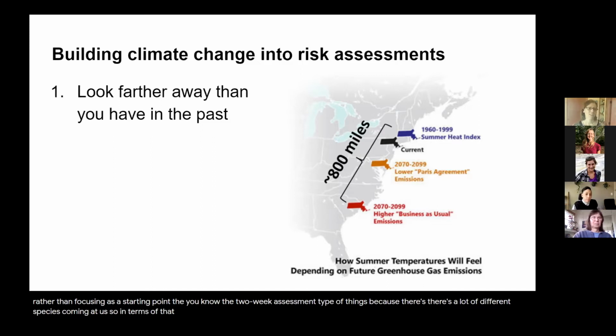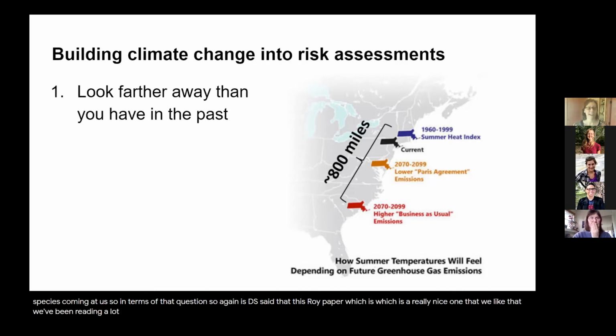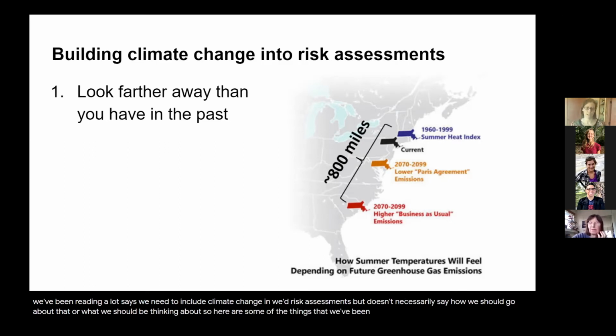So in terms of that question, as Deah said, this Roy paper, which is a really nice one that we've been reading a lot, says we need to include climate change in weed risk assessments, but doesn't necessarily say how we should go about that or what we should be thinking about. So here are some of the things that we've been thinking about.